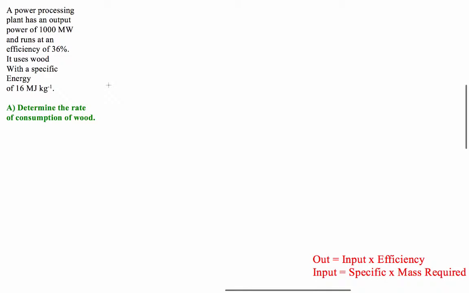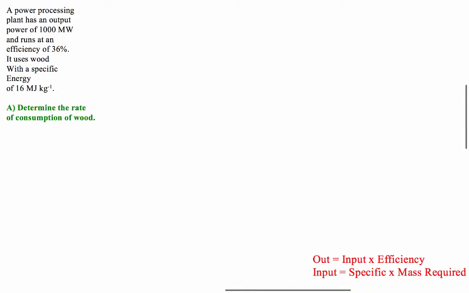Okay, this is problem one of the energy density problems. Now that you've read all the notes and done all the prior information, on your problem it says a power processing plant has an output power of 1,000 megawatts and runs at an efficiency of 36%. It uses wood with a specific energy of 16 megajoules per kilogram. So your goal in this one is to determine the rate of consumption of the wood.